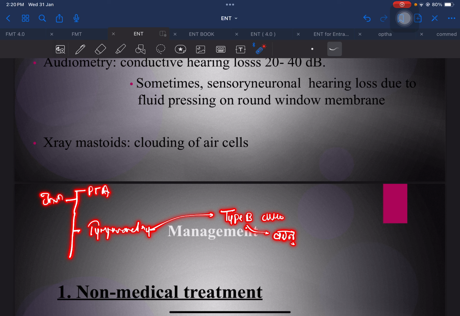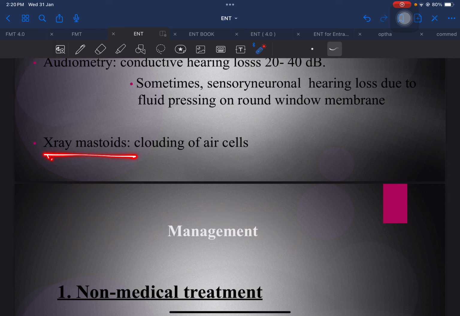Another investigation we can do is X-ray. We can do an X-ray of the mastoid, and in the X-ray of the mastoid there will be clouding of air cells. Similarly, we can do an X-ray of the soft tissue nasopharynx. In the lateral view, we can see hypertrophy of adenoid. So these are the investigations.